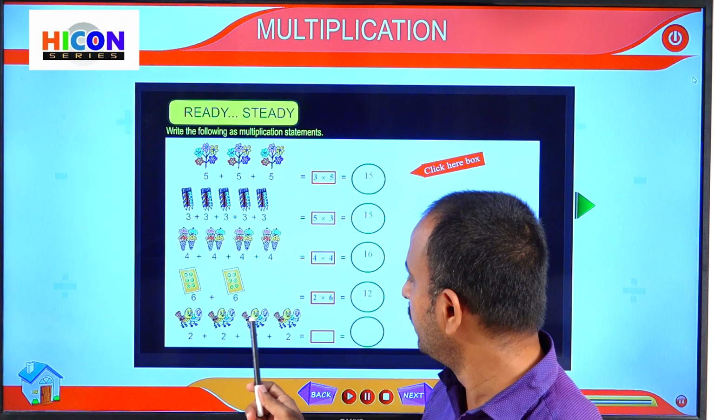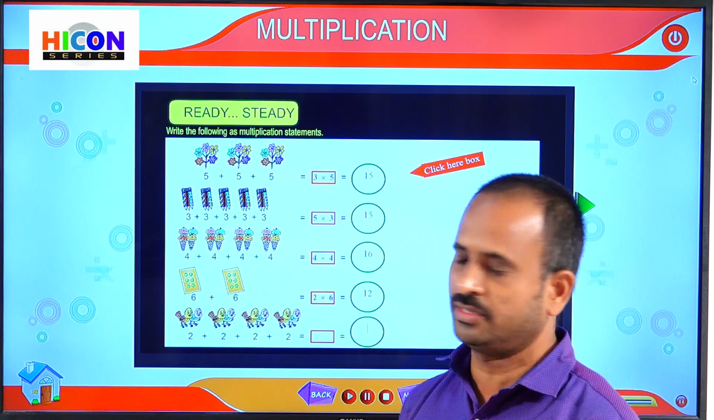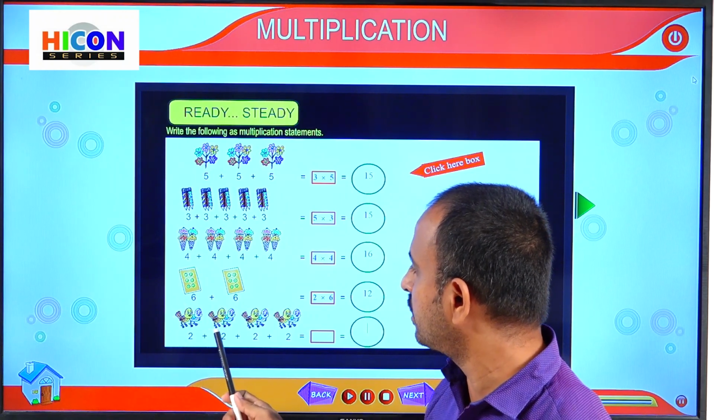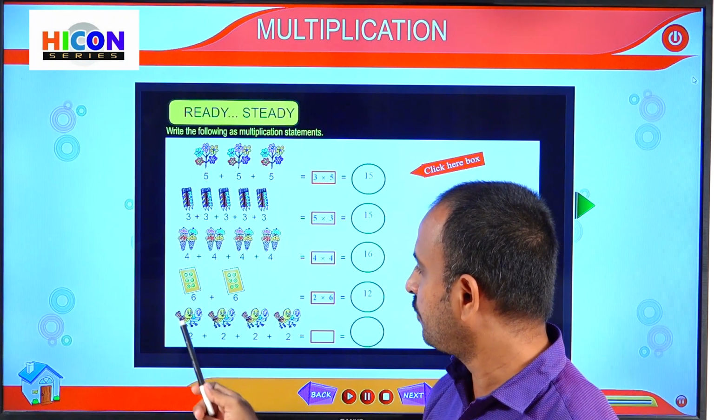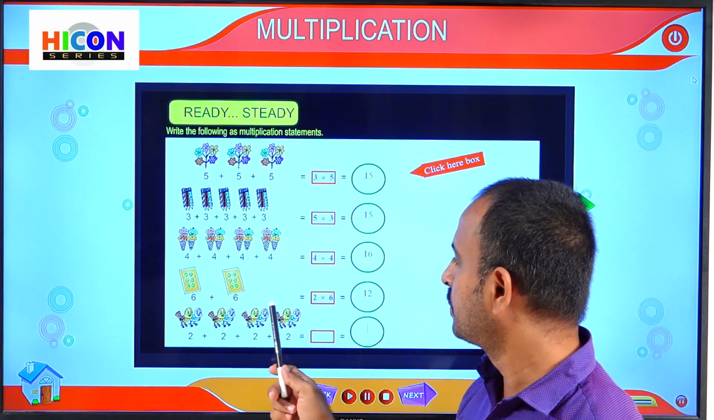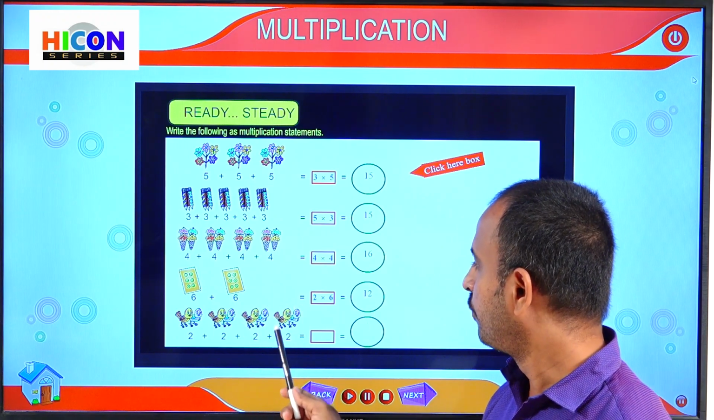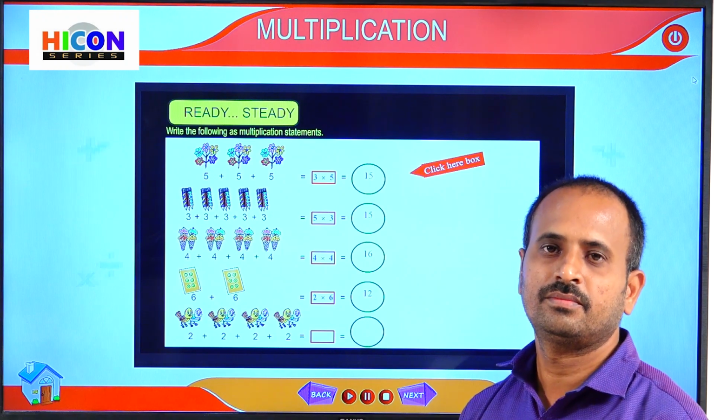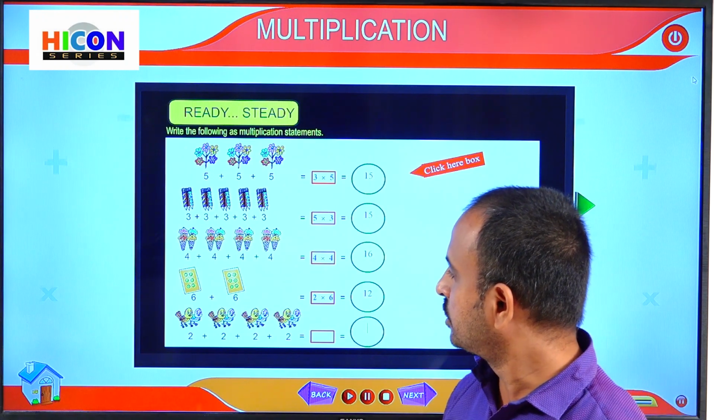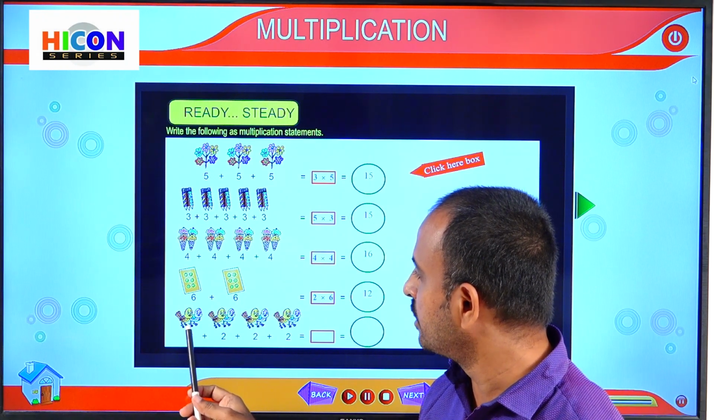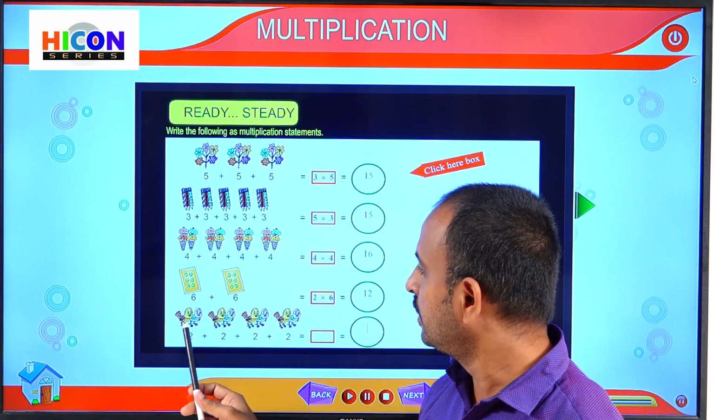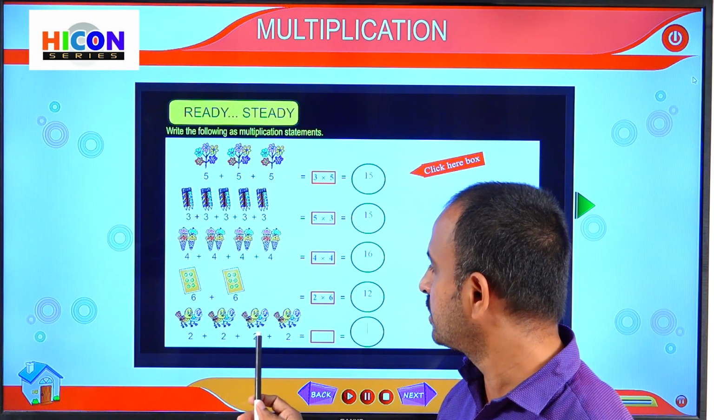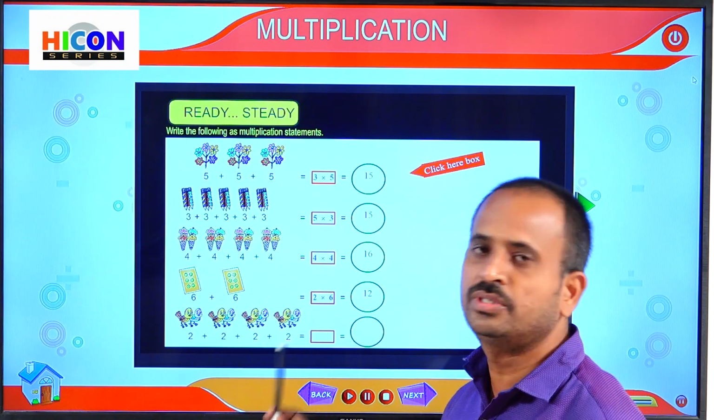Here you are observing some chickens. That is some small hens. How many groups of small hens are there? This is the first group, second group, third group, fourth group. So in total there are 4 groups of chickens. Children, each group contains how many chickens? In the first group there are 2 chickens and in the others also 2 chickens. So each group has 2 chickens.